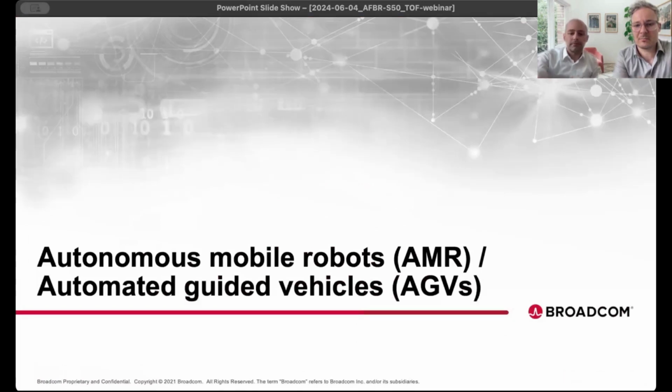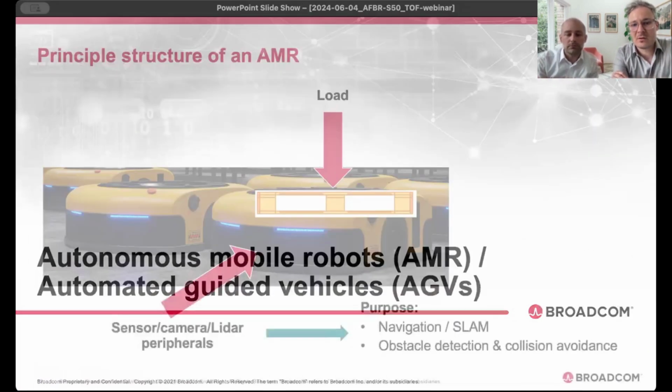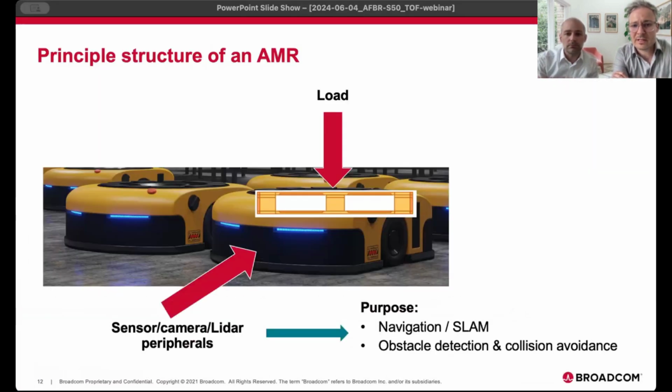So as you mentioned, let us dive a little bit more into the specifics of the application. One of the biggest fields which we see here is the field of logistics and factory automation. And more specifically, the autonomous mobile robots and automatic guided vehicles, AMRs and AGVs. Those are the buzzwords for those specific application fields.